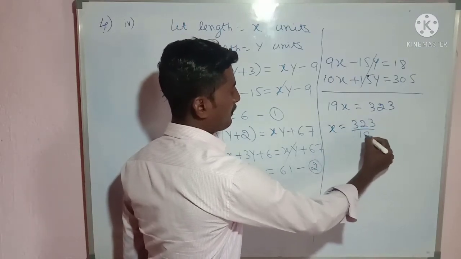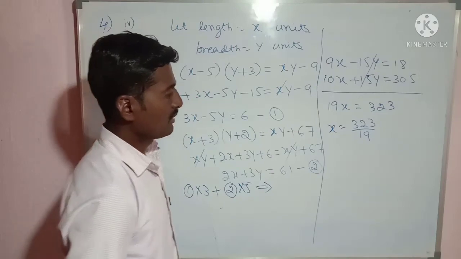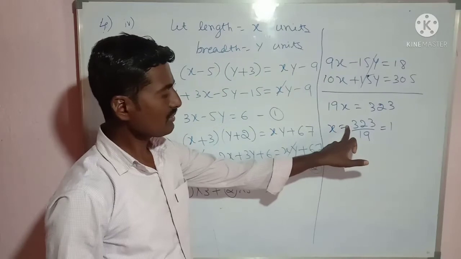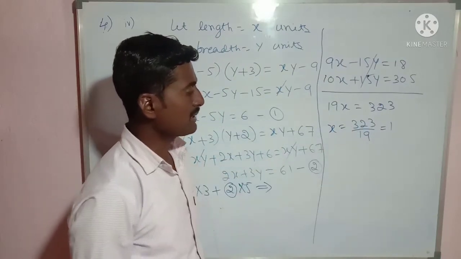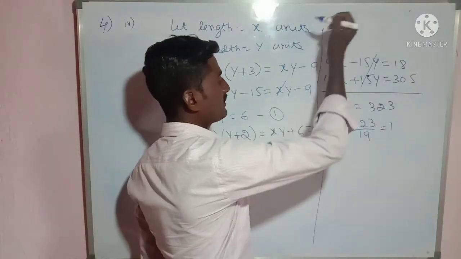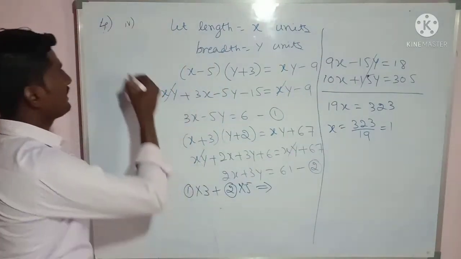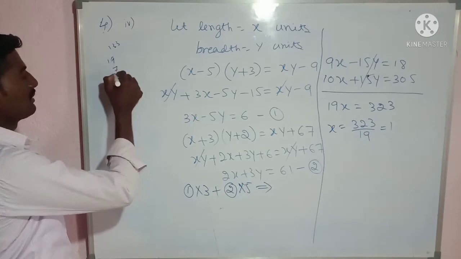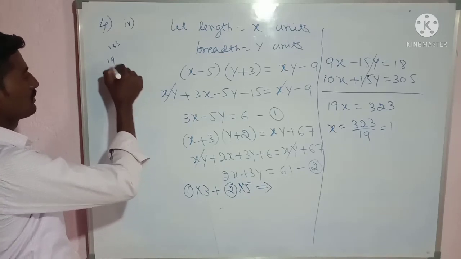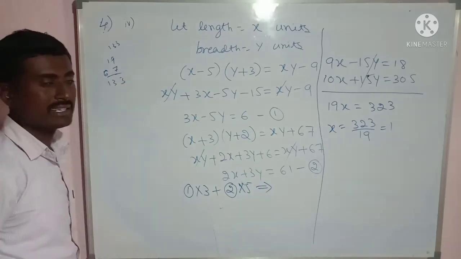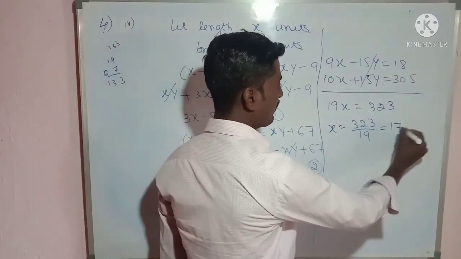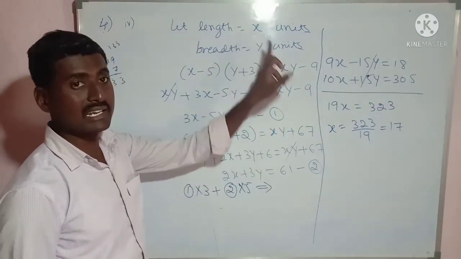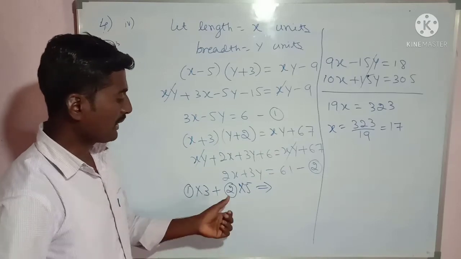Now x is equal to how much? 323 divided by 19. Now is it divisible by 19? 19 ones are 19. Carries 13, means 133. 133 is nothing but 19 sevens. I can check. Yes, 19 sevens it is. So it means 17 we are getting. So x equal to how much? 17. X is what here? It is the length.